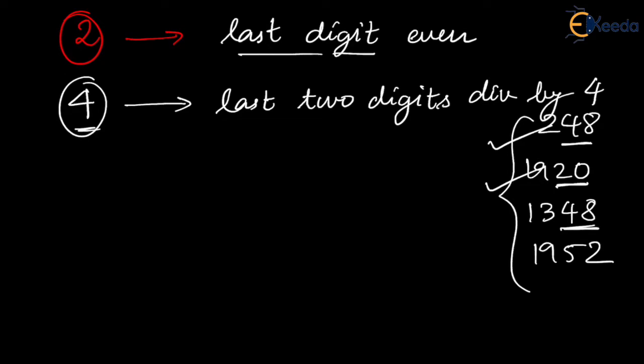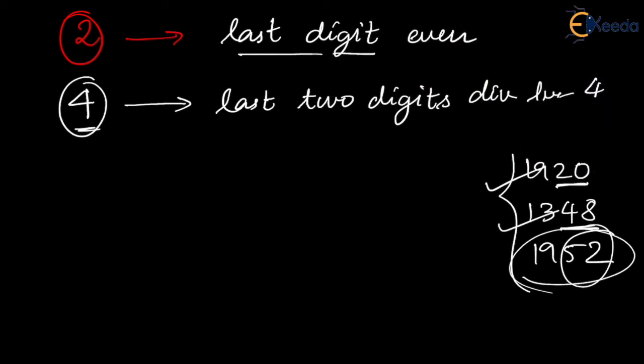Is 48 divisible by 4? Yes. And hence 1348 has to be divisible by 4. Similarly, is 52 divisible by 4? Yes. And hence this number has to be divisible by 4. I hope everybody is getting this.